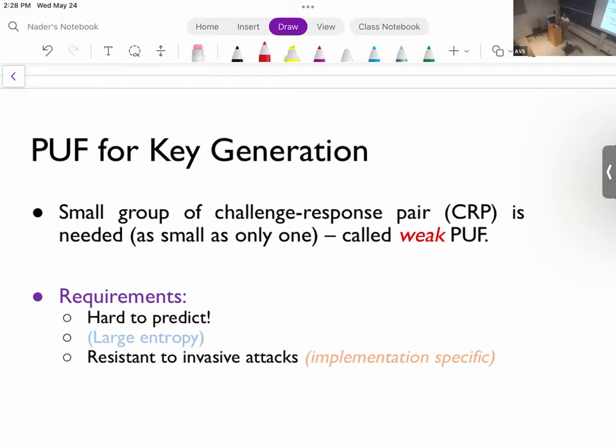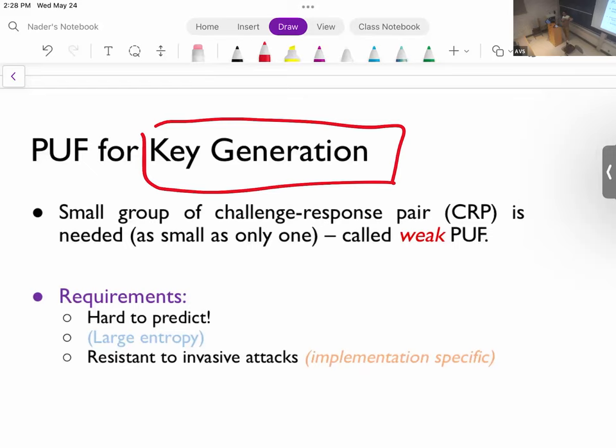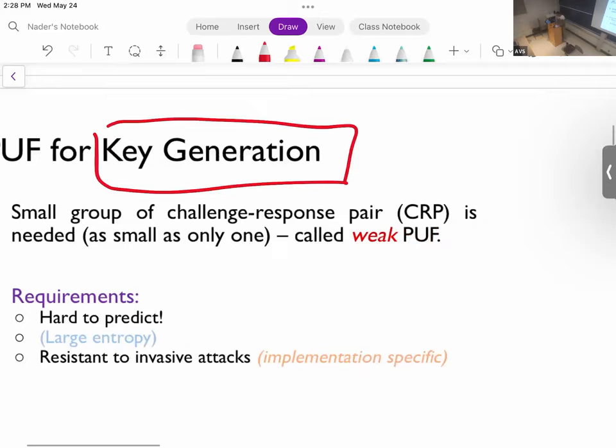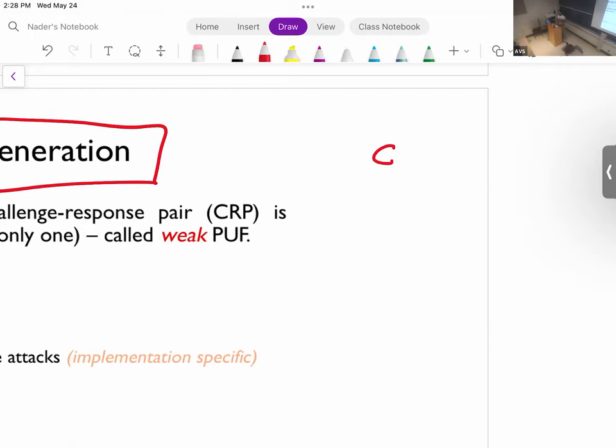There are ways to build a weak PUF more easily than a strong PUF, as I'm going to talk about in the next slide. As a result, you may want to build a weak PUF, and the main use case for this is key generation. Usually we don't use the output of the PUF directly for keys. You usually add additional things like a fuzzy extractor to use it for a key. The reason is that cryptographic keys need to have additional characteristics, like perfect uniqueness.